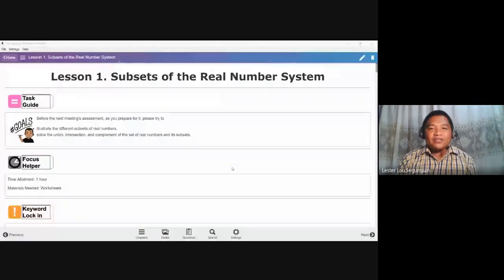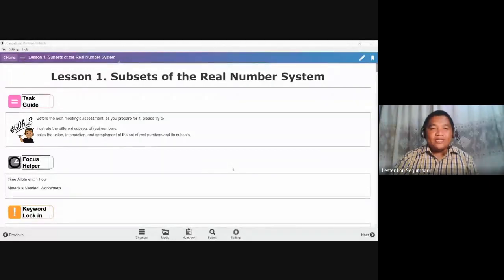This session is intended to discuss the practice exercises found in your modules. For this video specifically, this will contain the discussion on the practice exercises found in lesson 1 of unit number 3, which is concerned with the subsets of the real number system, specifically the relationships of the subsets. So let me share to you again the screen containing the window with the module already open in a Kotobee Reader application software.